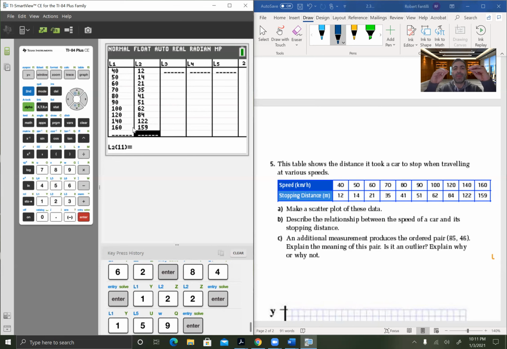And what that means is these are all coordinates: 40 on the x-axis, 12 on the y-axis, 50 on the x-axis, 14 on the y-axis, and so on and so forth. Just like the last one, 160 on the x-axis and 159 on the y-axis. But if they're mismatched, you've got too many of one and not enough of another because you made a mistake, it's not going to graph anything.